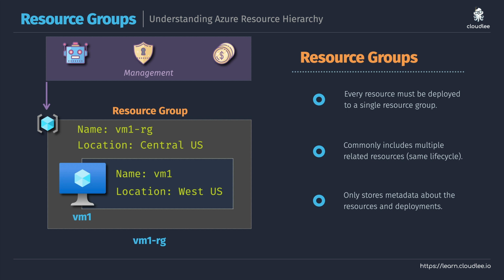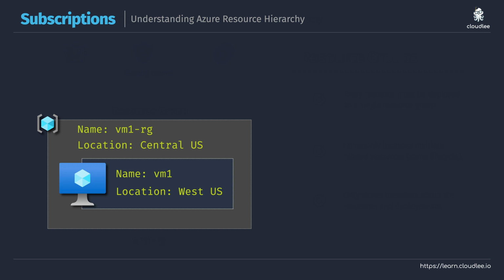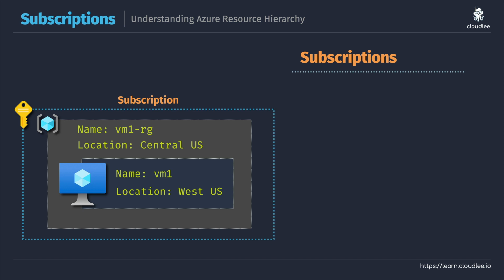So we've got that virtual machine, we want to deploy it, we've created a resource group called VM1-RG that we're going to deploy that resource to. Where is that resource group going to exist? Well, it's going to sit within the subscription that we have created for our Azure environment. The Azure subscription is going to contain all of your resources, all of your resource groups that you want to deploy, that you want to configure and use for your various solutions.